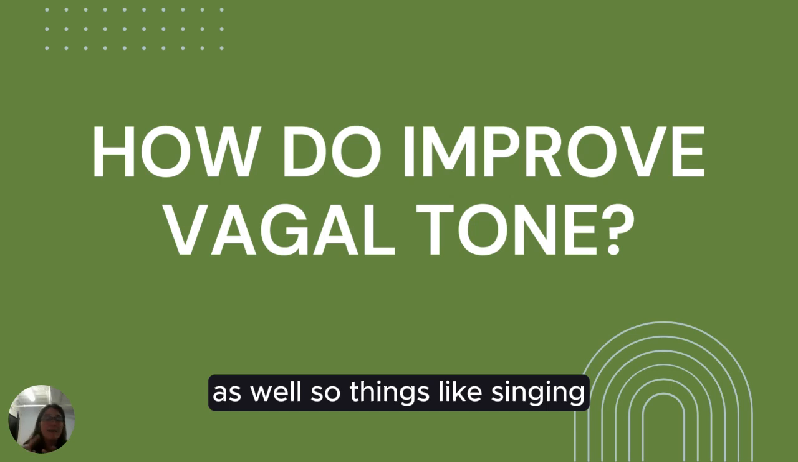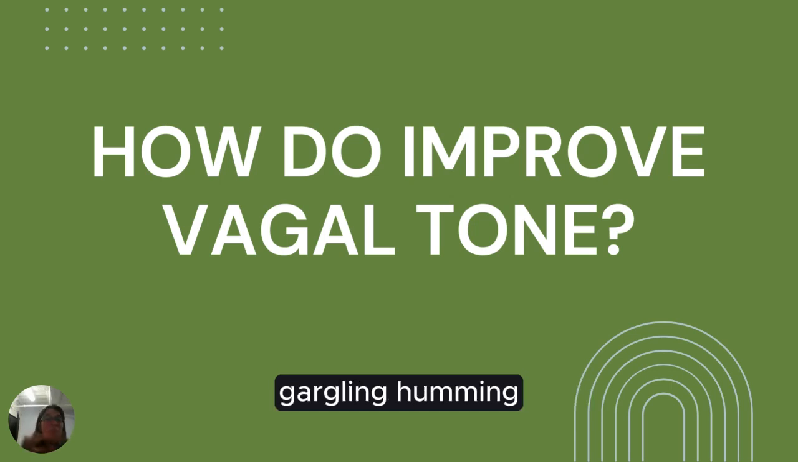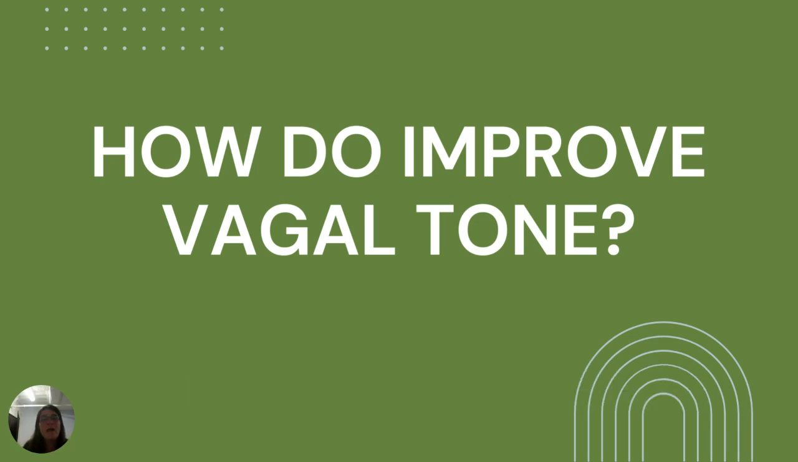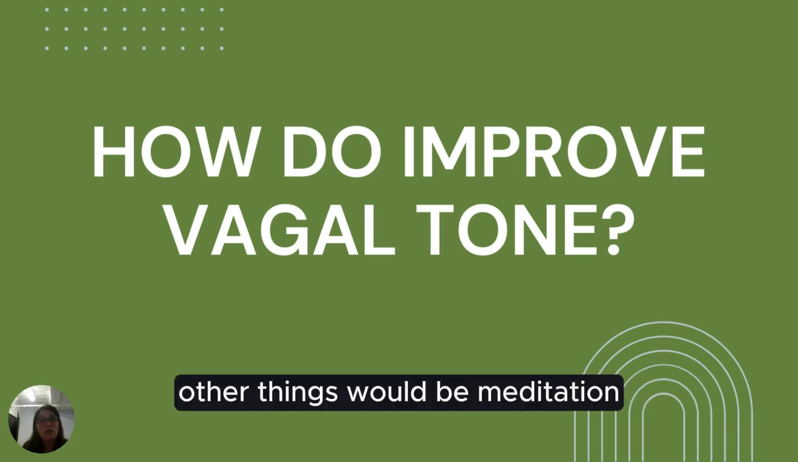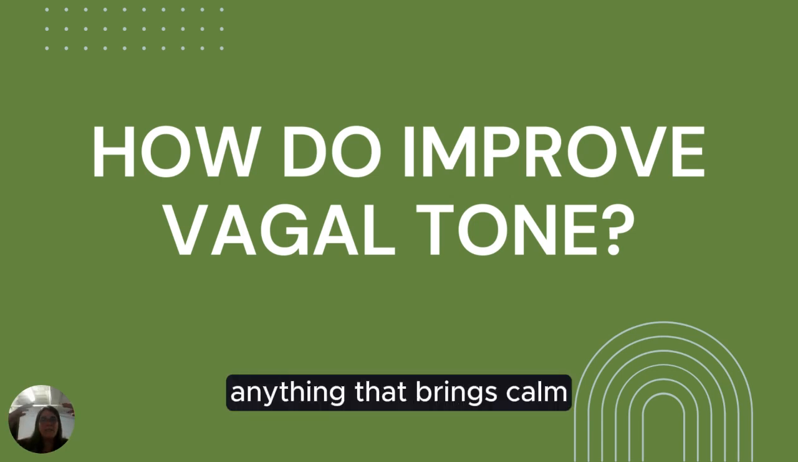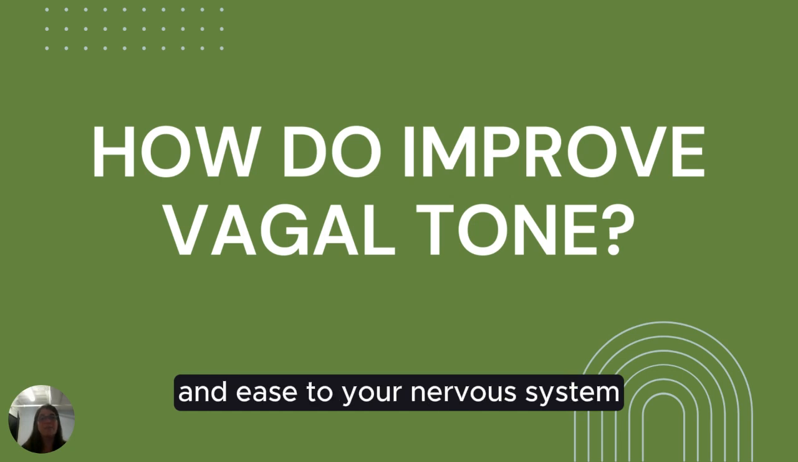Things like singing, gargling, humming, that's why all of those improve vagal tone, because you're actually improving the tone of the nerves that travel with it. Other things would be meditation, yoga, exercise, deep breathing. So anything that brings calm and ease to your nervous system.